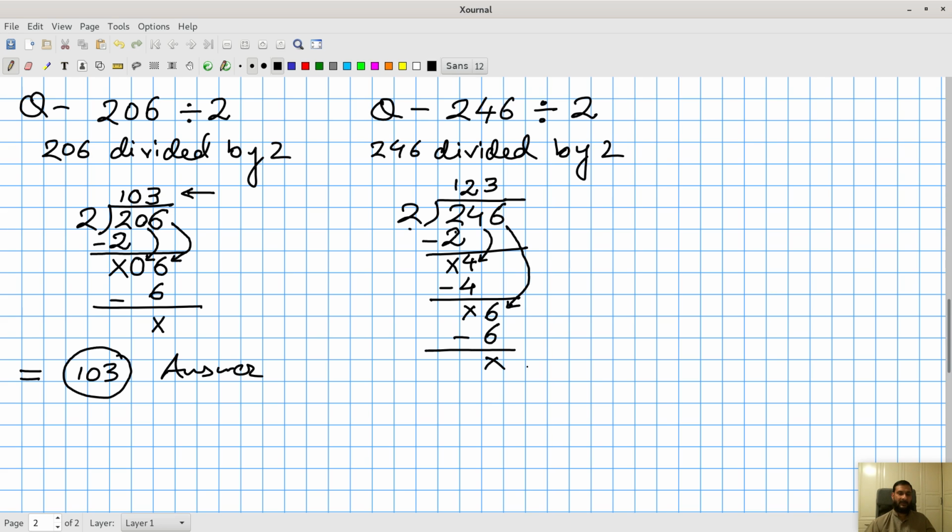Very good. So we processed all the digits. The complete number is fully processed. We got no remainder, and this is our answer. So we write 123 is the answer. Very good. Nice. So this was what I wanted to show you.